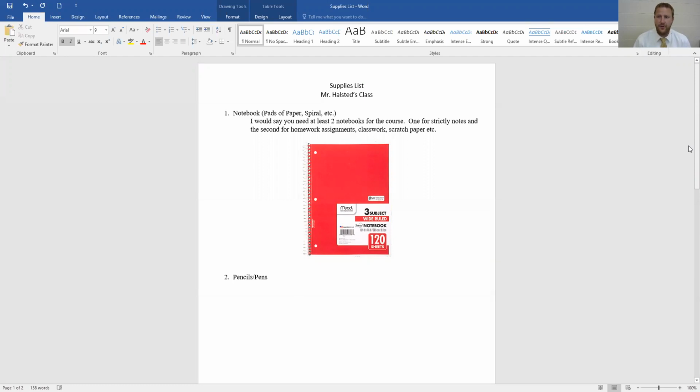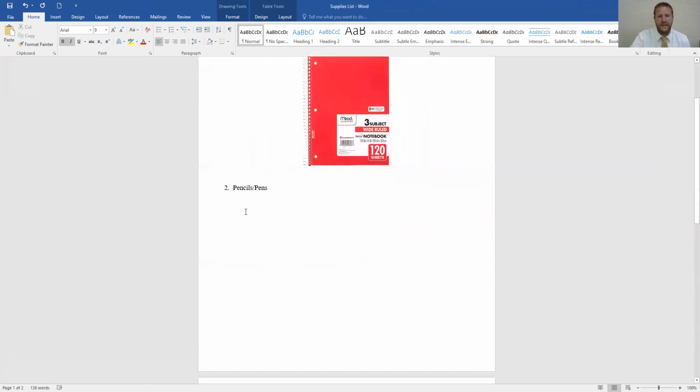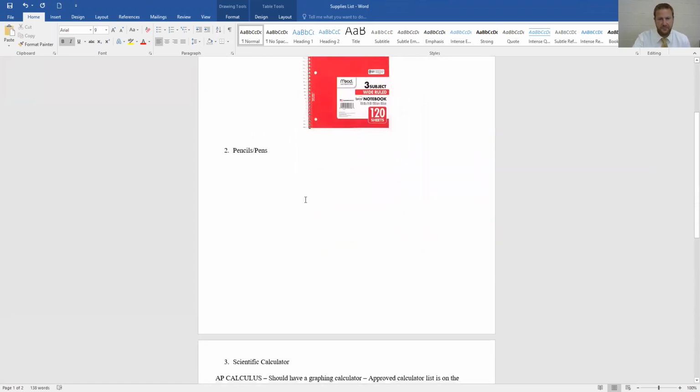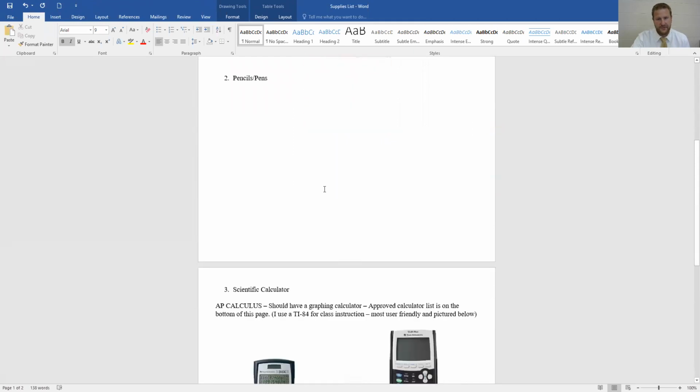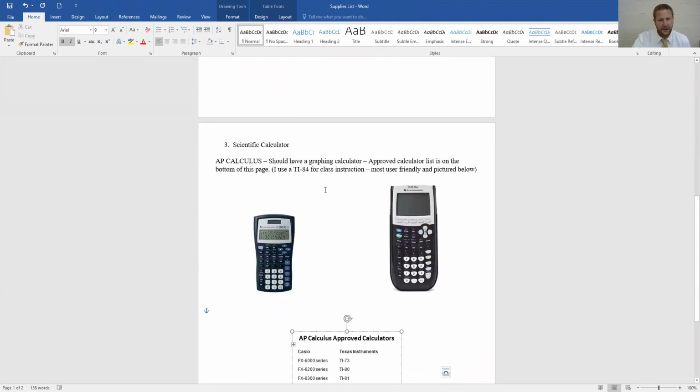So have your own notebooks. I'd suggest a spiral notebook. In fact, I'd actually suggest two of them, one to take notes in, and that way you almost create your own textbook with your notes. And then the second one would be for homework assignments, scrap paper, paper that you can rip out and so on, basically the using paper. The second one is pencil, pen, something to write with, self-explanatory. And then the last is a calculator.